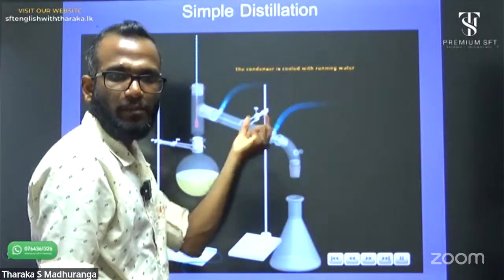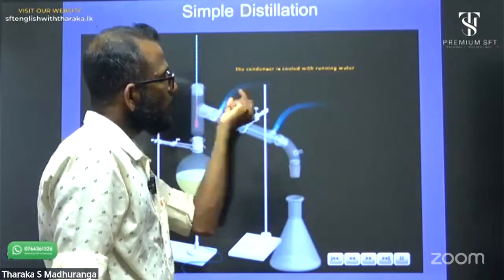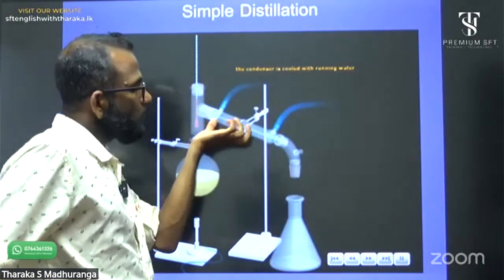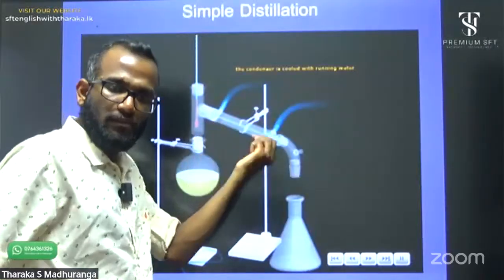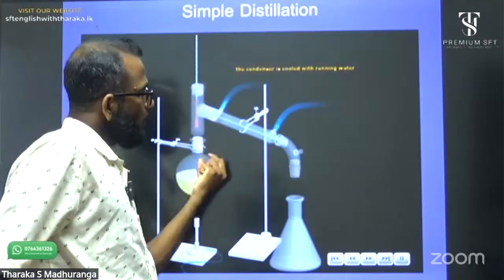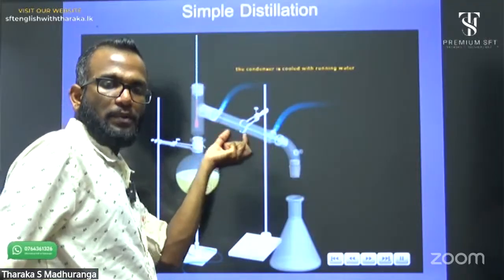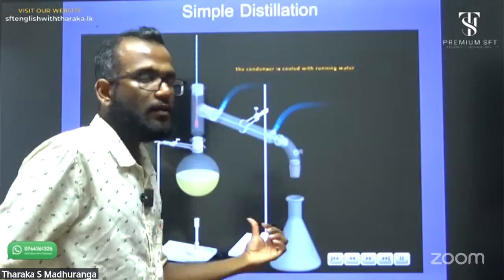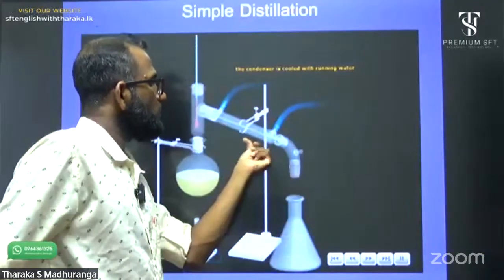Same principle as previous, cooling to make sure the condenser is completely filled with water. It's an efficient cooling system. And what happens is the evaporated solvent vapor condenses in the condenser and is collected in this beaker. This is a simple distillation.